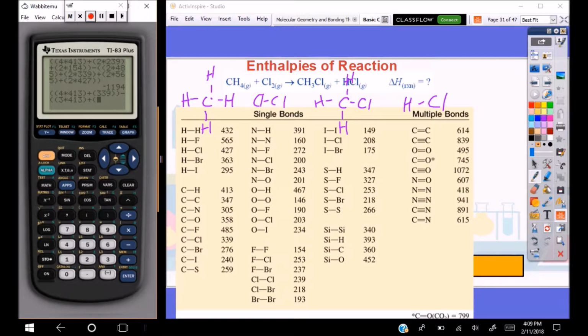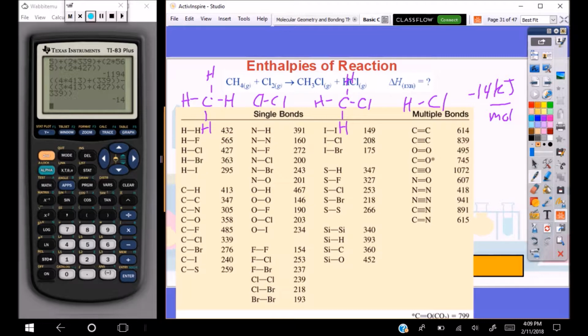plus 427 for the HCl and plus 339 for the ClCl, or C-Cl, carbon chlorine bond. Okay, and I end up getting a negative 14 kilojoules per mole. It is exothermic, but just by a little.